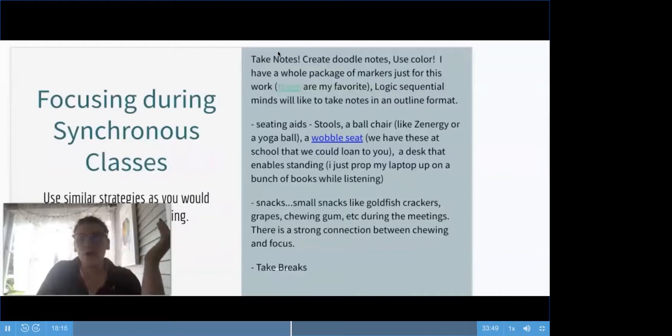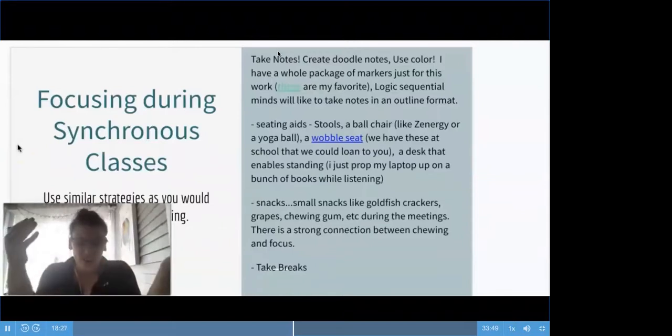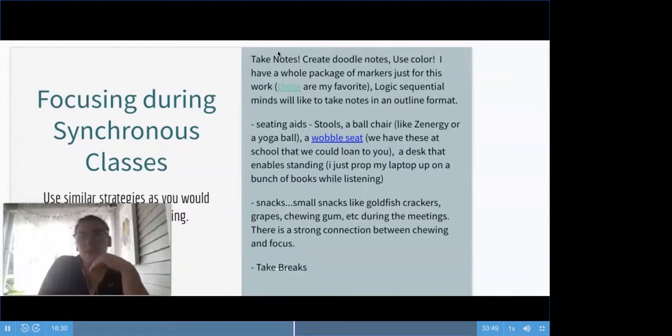If you're wondering about some strategies we typically use in school to help students focus during the synchronous classes, and it's even harder to focus through a screen. So there's a couple tips here. Take notes, doodle notes in an outline format. There's a bunch of seating aids listed here, and we have these wobble seats that we can loan out from the school, and just enabling your space to be propped. Move your computer up so you can stand or whatever.